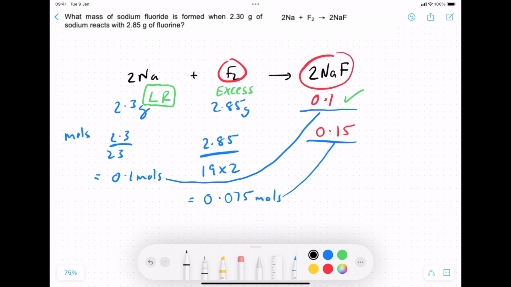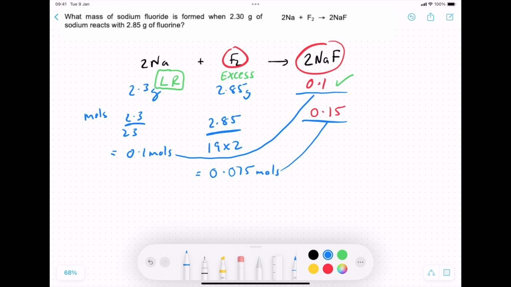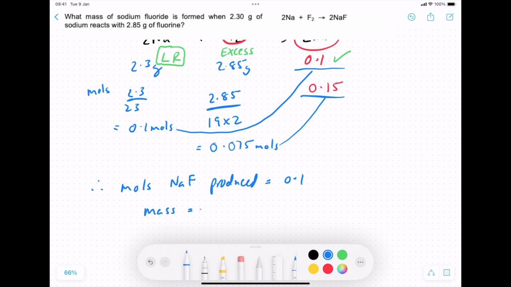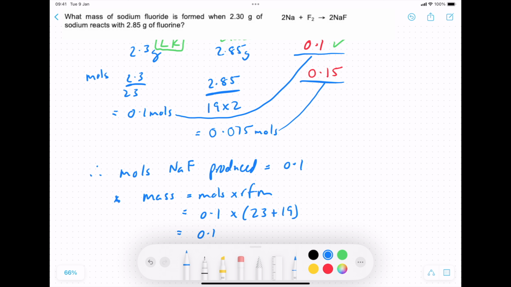Finally, we can work out the actual mass of product made. So therefore, moles of NaF produced would be 0.1. Mass equals moles times RFM. So it'll be 0.1 times the RFM of sodium fluoride, which is 23 plus 1 fluorine, which is 19. And again, I have ignored this number there because that is the molar ratio number. Once you've considered the molar ratio on the step that I've just done, you don't use it again. It's just one equivalent when using these moles formulas. So that'll be 0.1 times 23 plus 19 gives us 42.